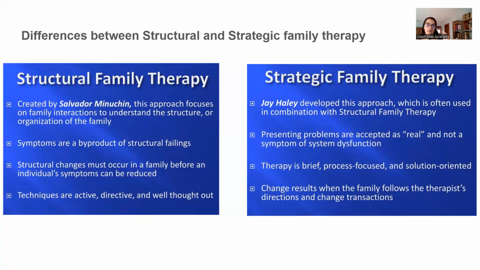So the techniques are very active, very directed, and well thought out. While with strategic therapy, with Jay Haley, some people do it in combination, and that's why it becomes a little bit difficult to see the difference. But it's first of all working on presenting the problems and accepting them as real and not just as symptoms of system dysfunction. Because in structural family therapy, there's a structure, and if the structure doesn't work, then there are symptoms that occur as a byproduct.